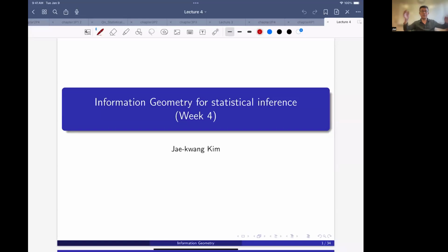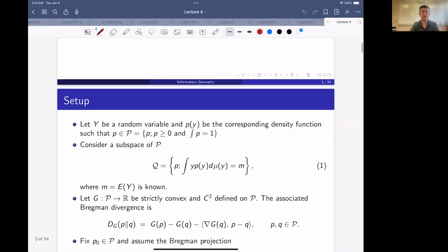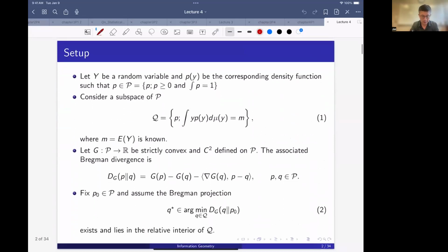Okay. So this will be our last seminar series. Information geometry is a big area, but I only covered information projection, which is actually quite important in statistics. So this is a particular example that I'm going to address.